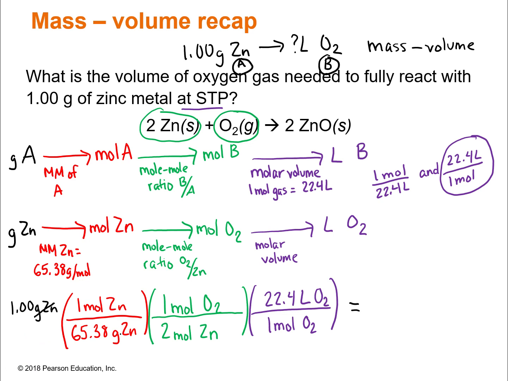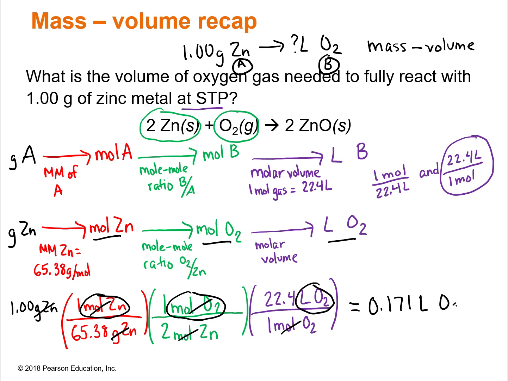When we're canceling the units, we can follow along with our plan. We went to moles of zinc, then moles of oxygen, then liters of oxygen. And if you do the math, that's what you should get. And again, the last digit I'm not going to be too strict on, but you can't tell me 0.2, okay? That's the recap from mass to volume. Any questions here?